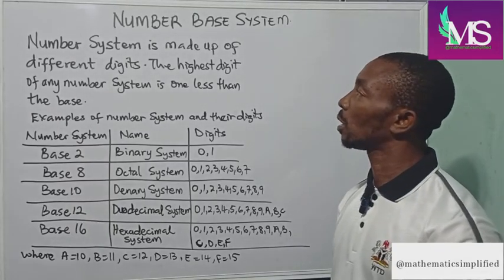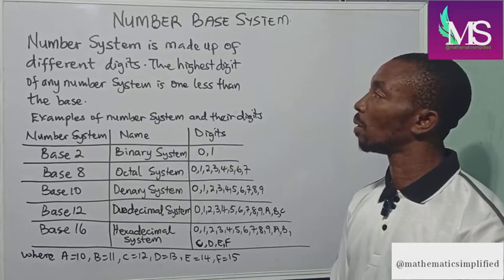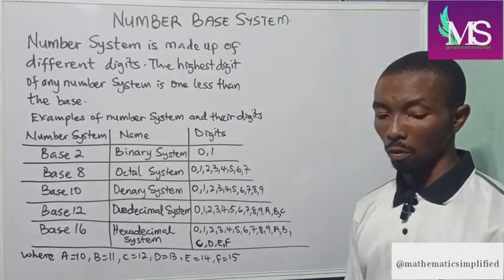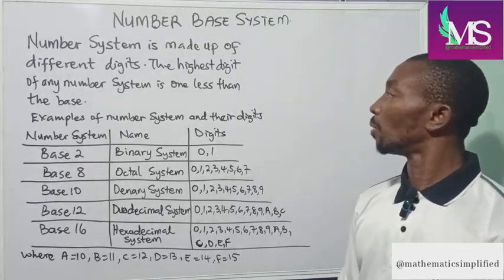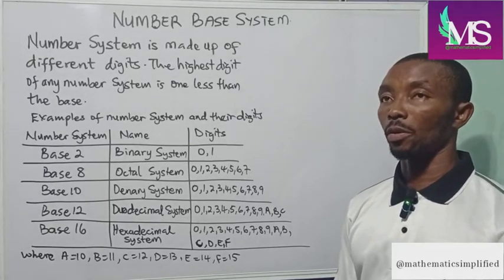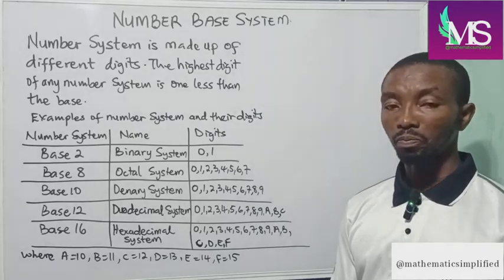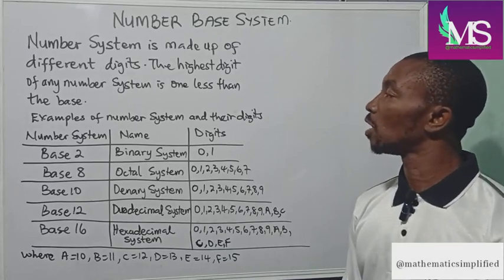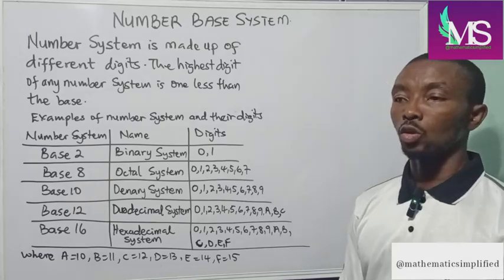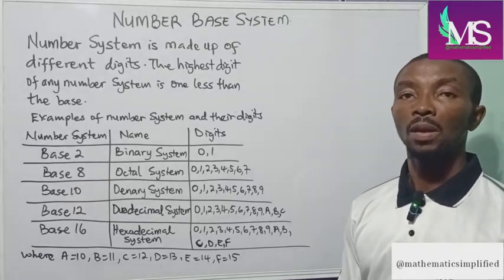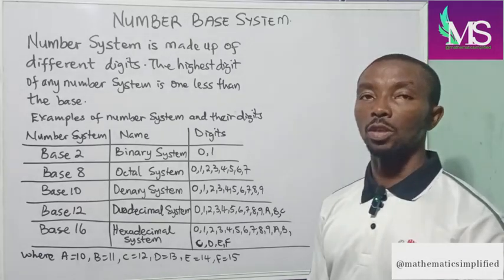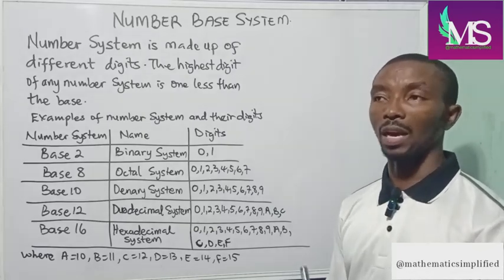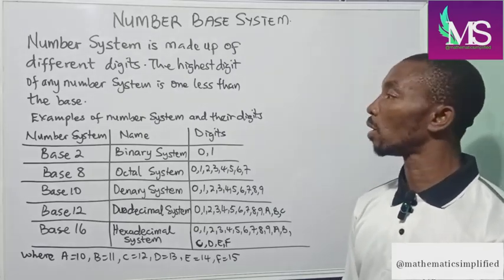Alright, now talking about number-based systems. Number systems are made up of different digits. Each digit in a number system cannot be greater than the number system. That's why we say that the highest digit of any number system is one less than the base. So if we are working in base 2, the digits cannot be greater than 2. It will be 2 minus 1. So the highest digit in base 2 will be 1.